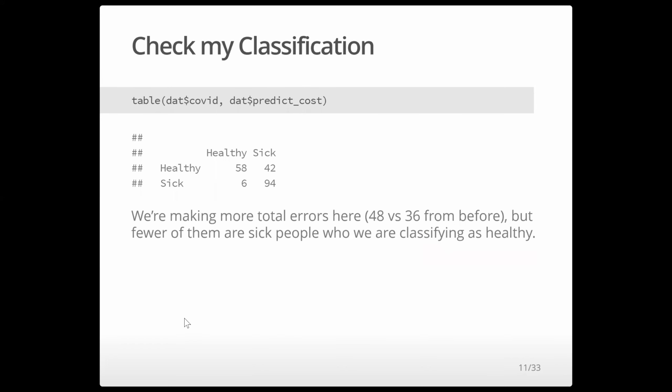So if we look at the contingency table here, we see that we're making more total errors than we did when we didn't include a cost function. So we're making 48 total errors as compared to 36, but fewer of them are sick people who are actually sick who we're classifying as healthy. So we have fewer false negatives, but more false positives.